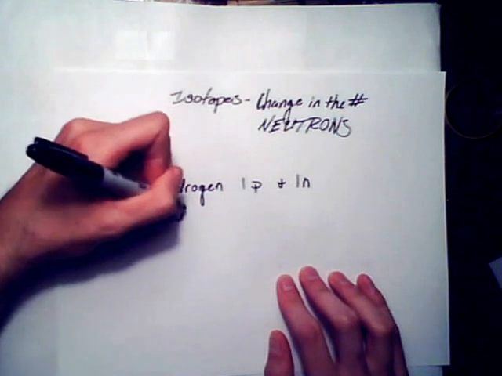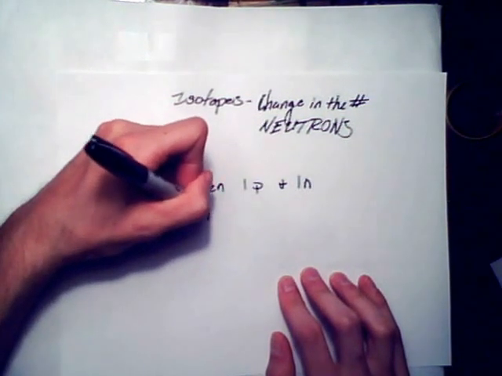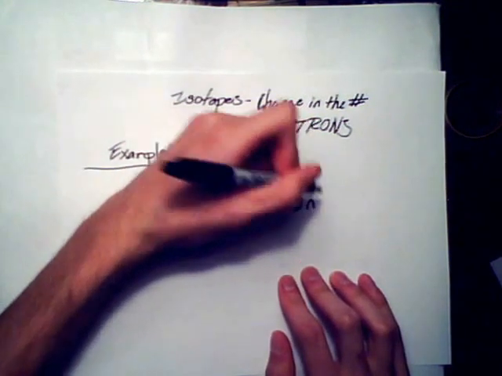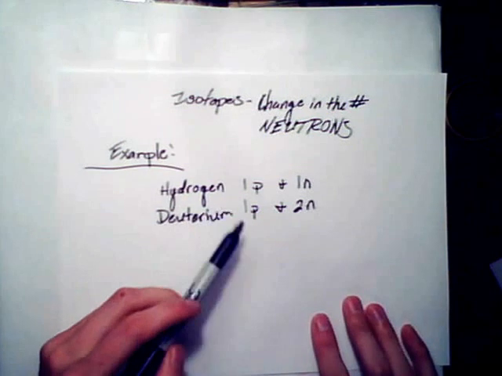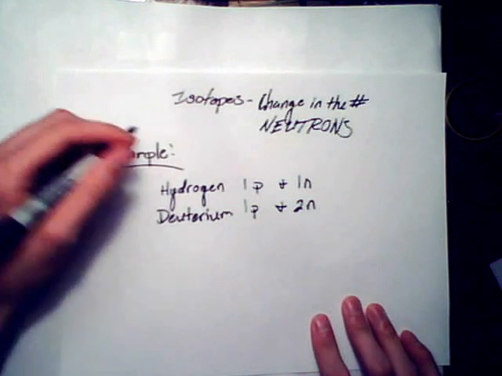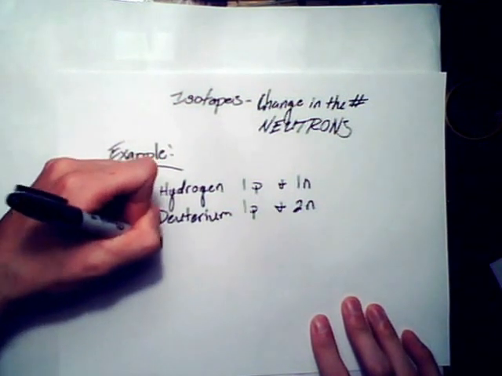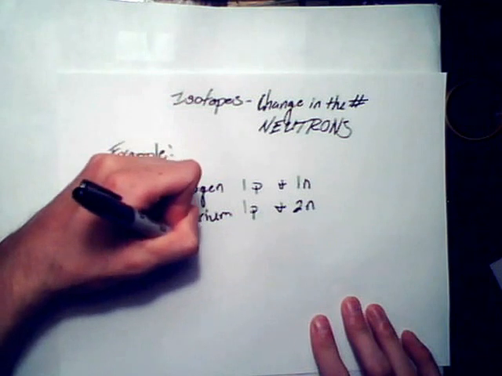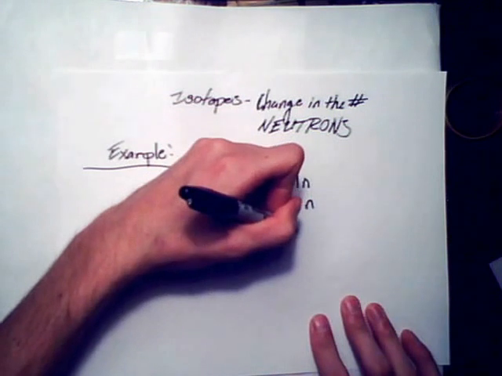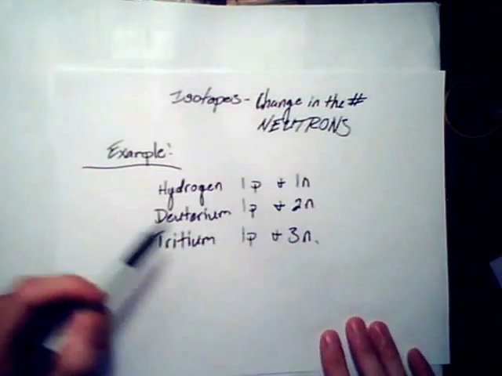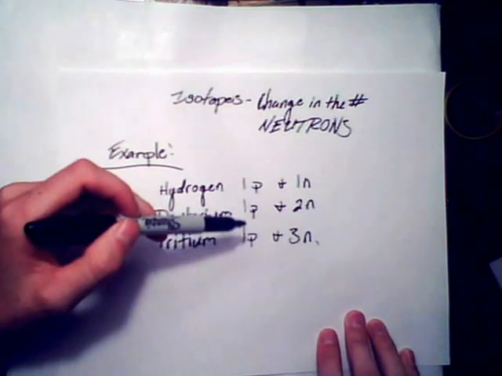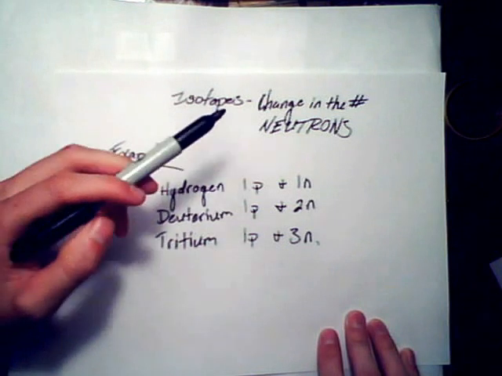Deuterium is an isotope of hydrogen, and that actually has 1 proton and 2 neutrons. So just seeing a trend here, you always have the same amount of protons, but you can change your amount of neutrons. And then a second isotope of hydrogen is called tritium. This one has 1 proton, and you guessed it, 3 neutrons. So, all pretty basic here. Basically, you keep the same amount of protons, and you can vary your neutrons.